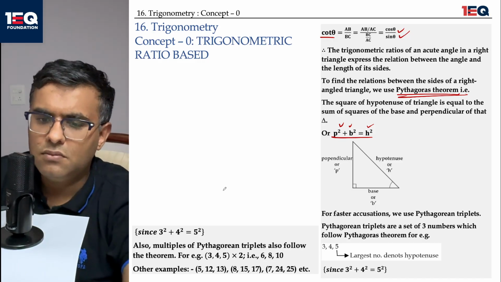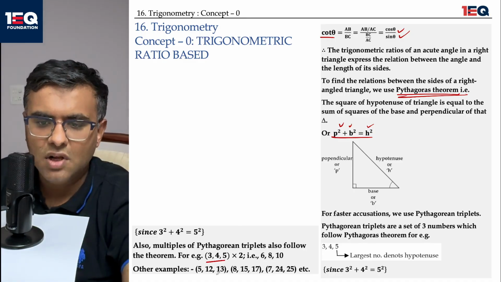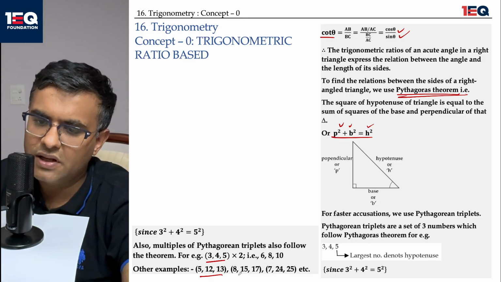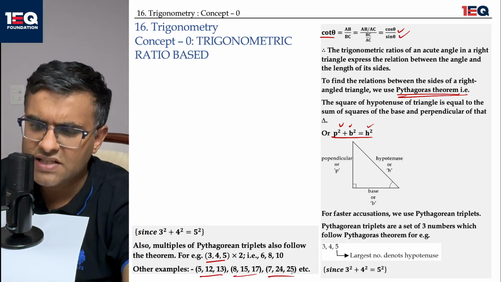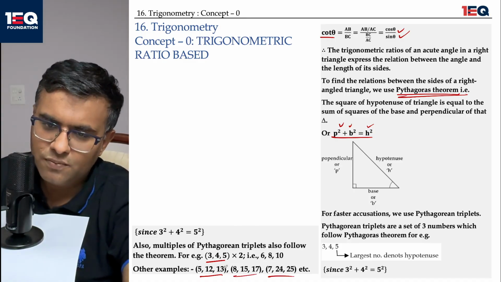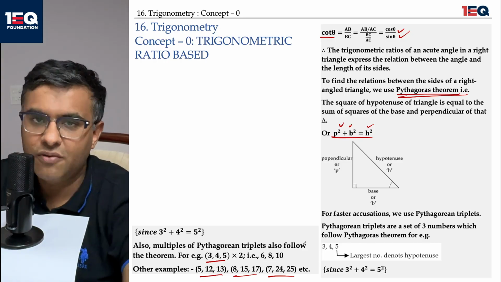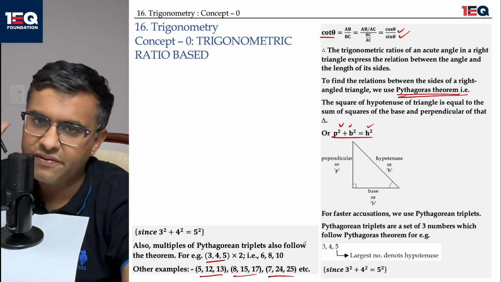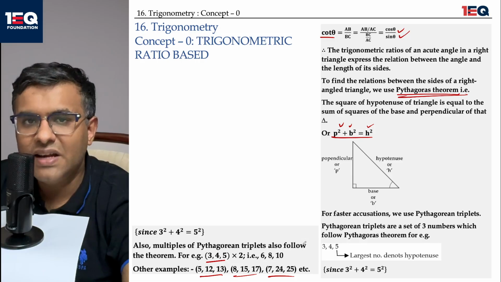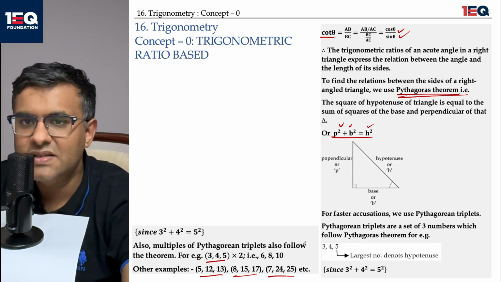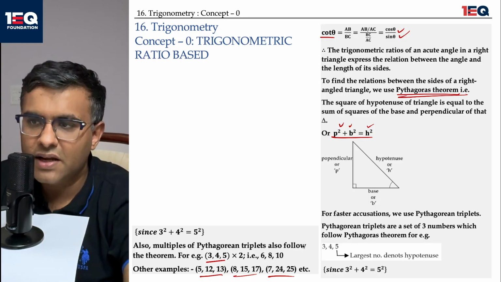Right? Then there are a few triplets which are, let's say, 3, 4, 5, 5, 12, 13, 8, 15, 17, 7, 24, 25, etc. So these are the triplets that whenever you see 24 and 25, you would know that the third side is definitely 7 if we are dealing with a right angle triangle. Similarly, whenever you see 8 and 17, you would know that the third side is 15 because we would be dealing with right angled triangles.